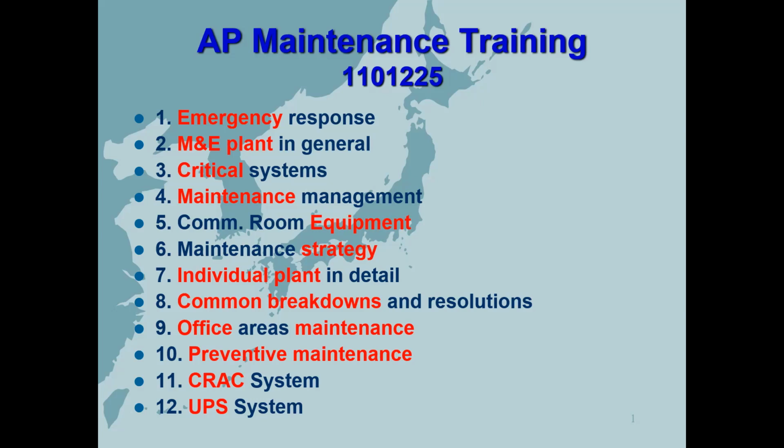And number 7, we talk about individual plant in more details, right? All these UPS, the crack, you know, genset, how does it work, and all these things. And then number 8, we talk about the common breakdowns and resolution of this plant. Very often we're being asked to carry out emergency maintenance, or we carry out the normal monthly or quarterly or biannually or annually maintenance for these things.